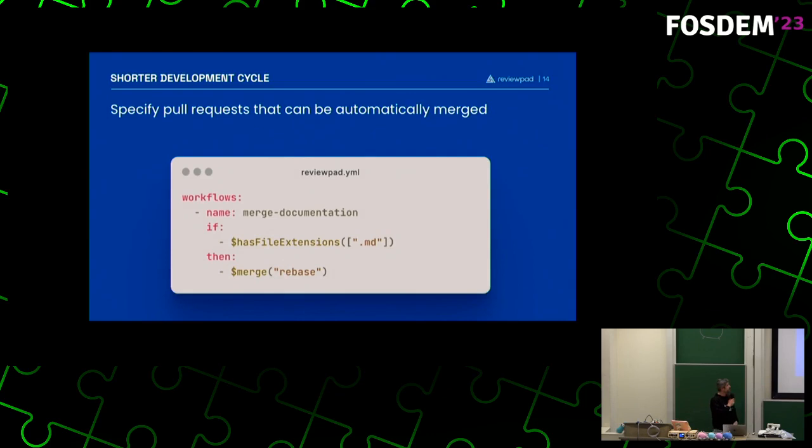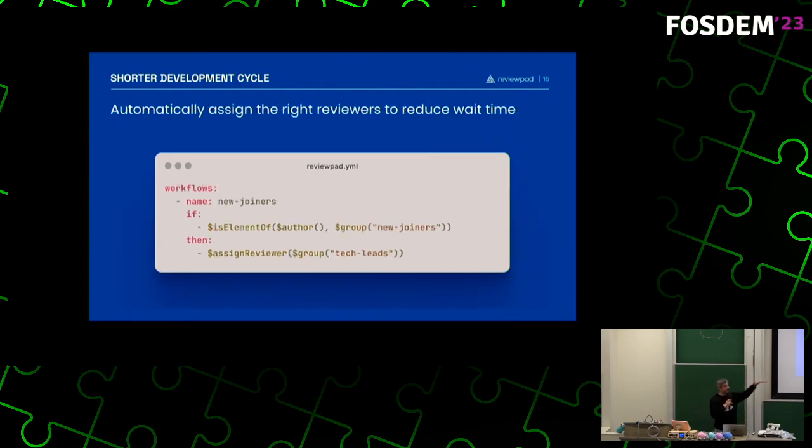how we could work with this terminology. Behind this is Go, of course. For instance, if my changes are all in Markdown files, I want to merge my pull request right away, so no review. If my author is considered a new joiner, for example someone that hasn't done 10 PRs like Spotify does, I want to assign a reviewer from my tech leads.